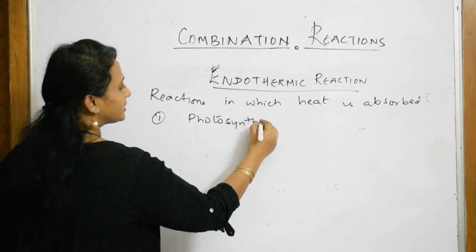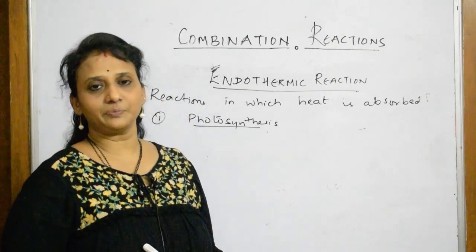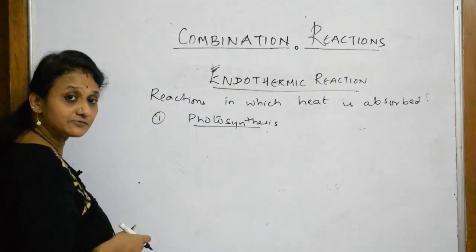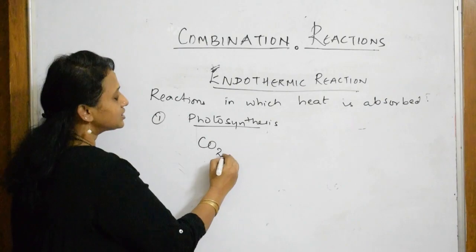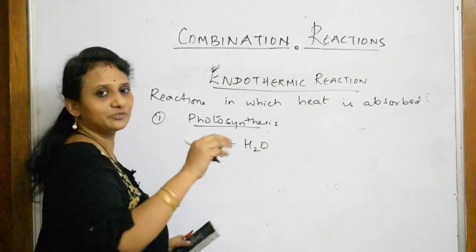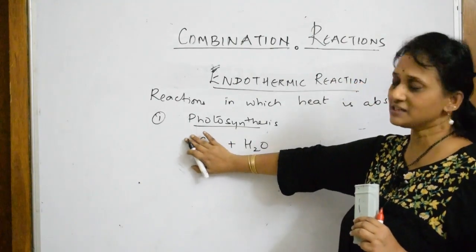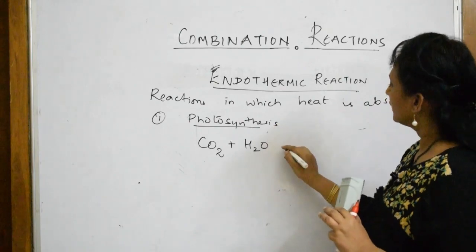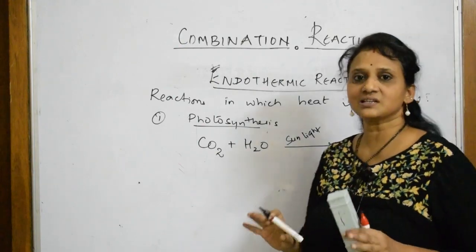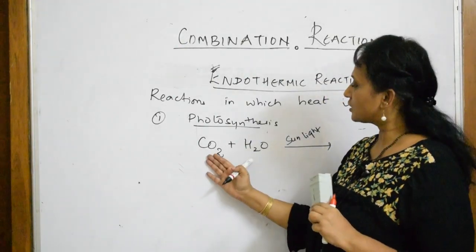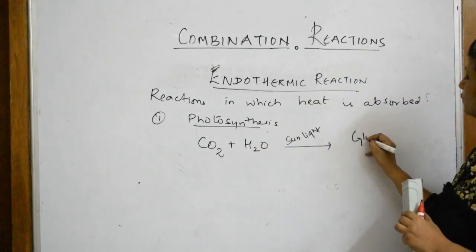Photosynthesis we know very well, because of the presence of chlorophyll in the leaves of the plant, they absorb the sunlight. What is happening during photosynthesis? Carbon dioxide is going to combine with water, which we drop onto the plants, right? During this process, it requires sunlight. Compulsory, the leaf requires sunlight to complete photosynthesis. So carbon dioxide and water combine and form glucose.